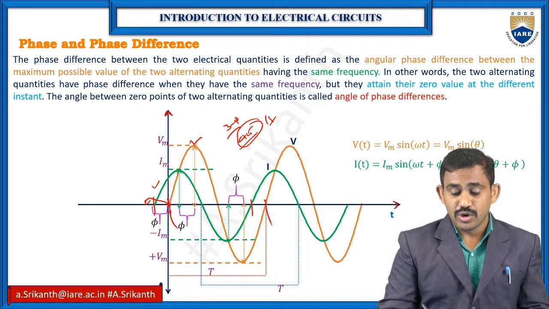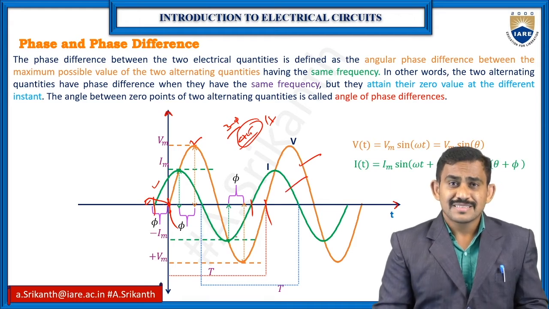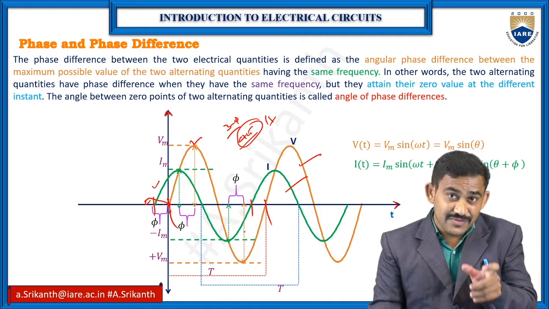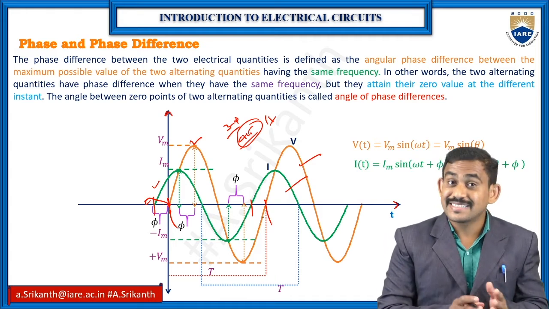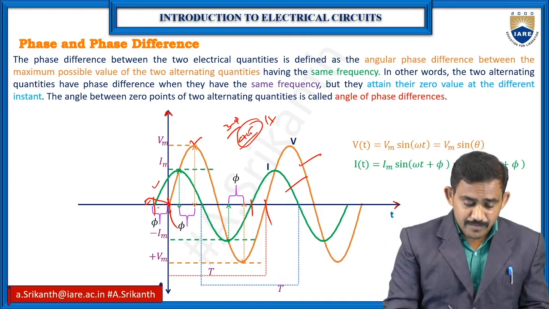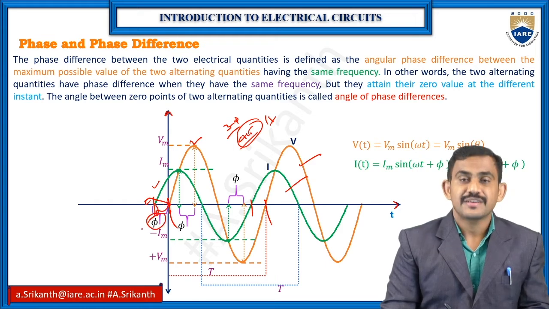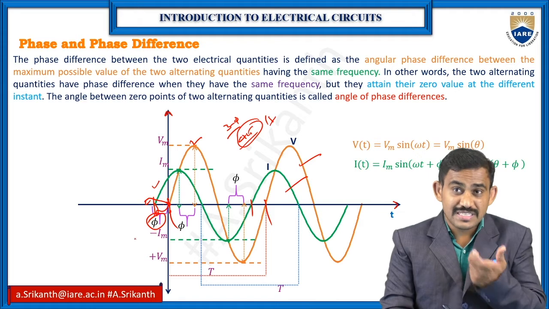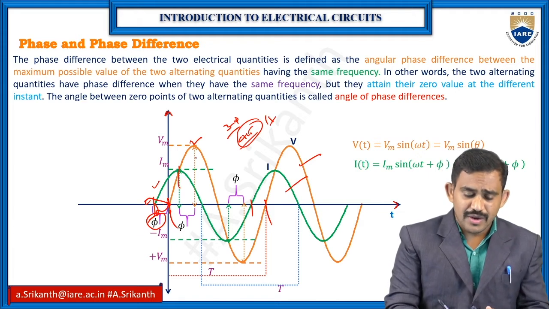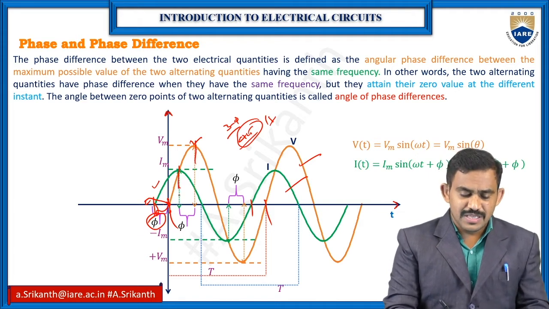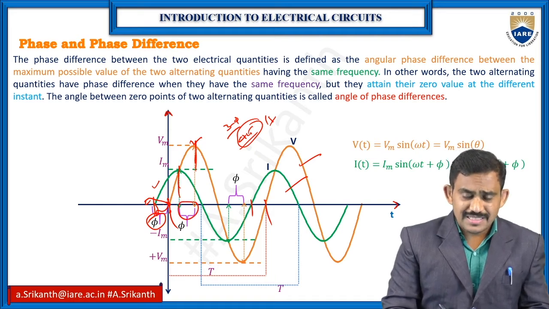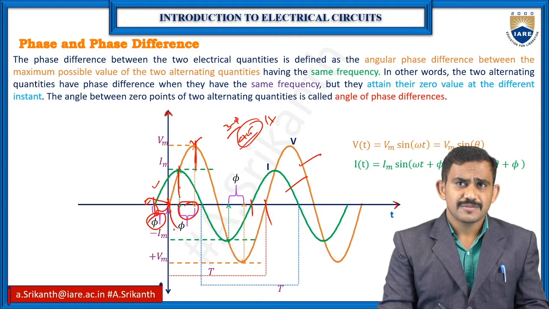So the time period for both waves is the same. For the voltage as well as the current waveform, the time period is the same. But the phase difference, the starting point, is different. The difference is nothing but your phase difference. If you compare the peak values, this peak and this peak, what is different? The difference is the phase difference.